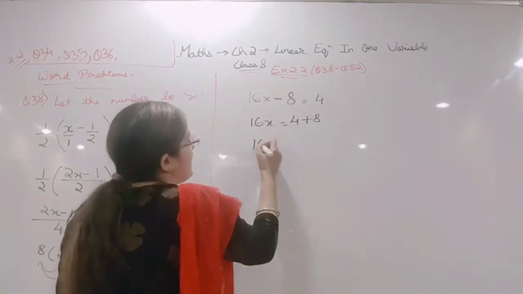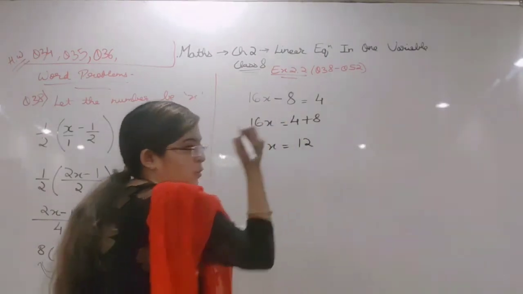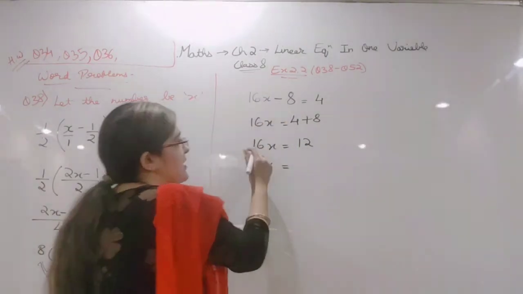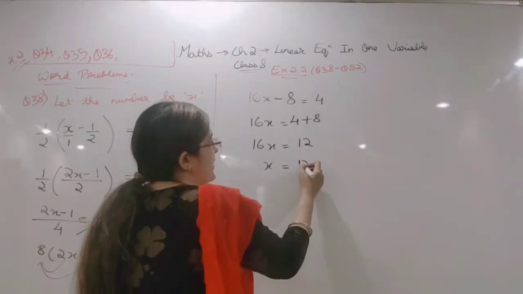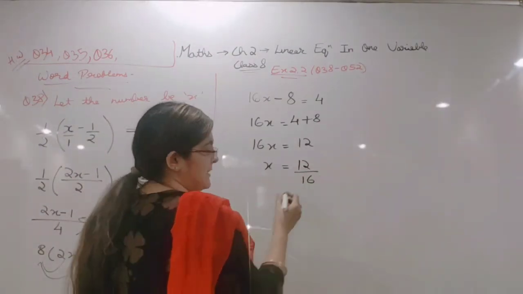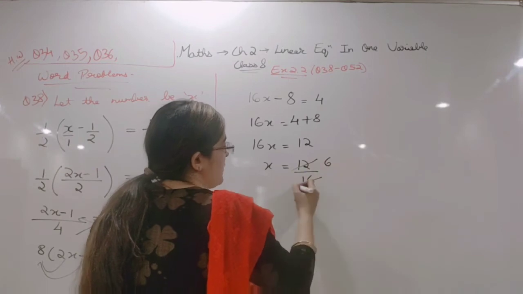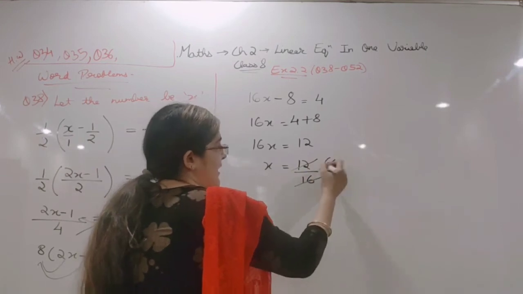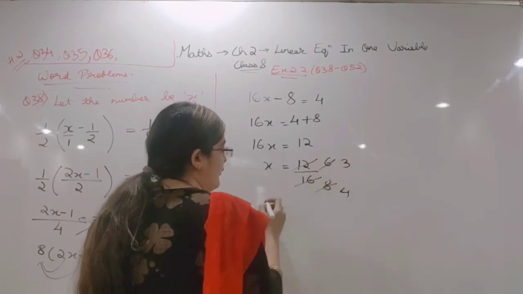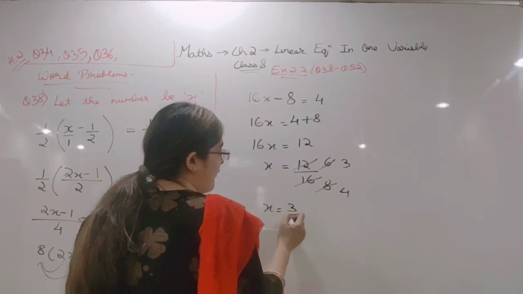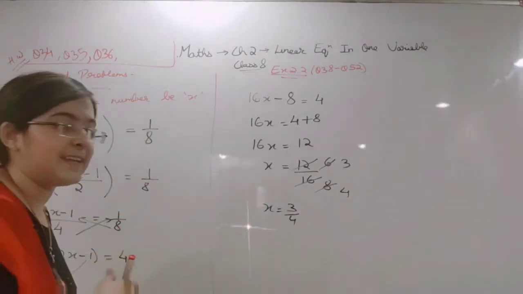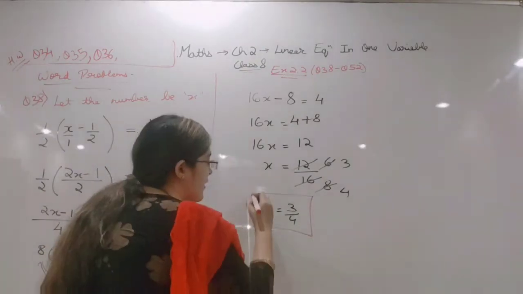Okay. Now it will become 16x is equal to 12. Now 16 is in multiplication, so it will go in the division. We will cut it by 2. 2 6s are 12, 2 8s are 16. Again, 2 3s are 6, 2 4s are 8. So what is the value of x we are getting? We are getting x as 3 by 4.